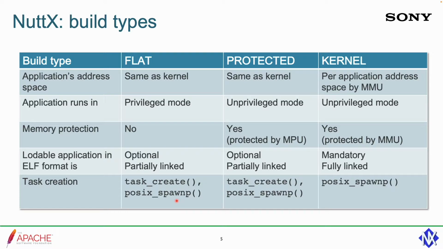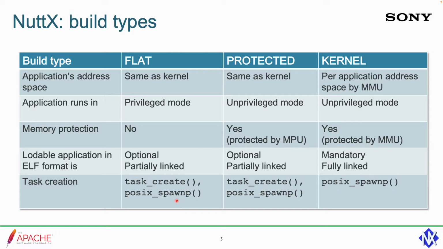In NuttX, we have three build types. They are flat, protected, and kernel. In this session, I'm going to focus on a kernel build type, but let me explain a flat and protected build type as well. And most of you are using the flat build type, which does not use MPU or MMU.